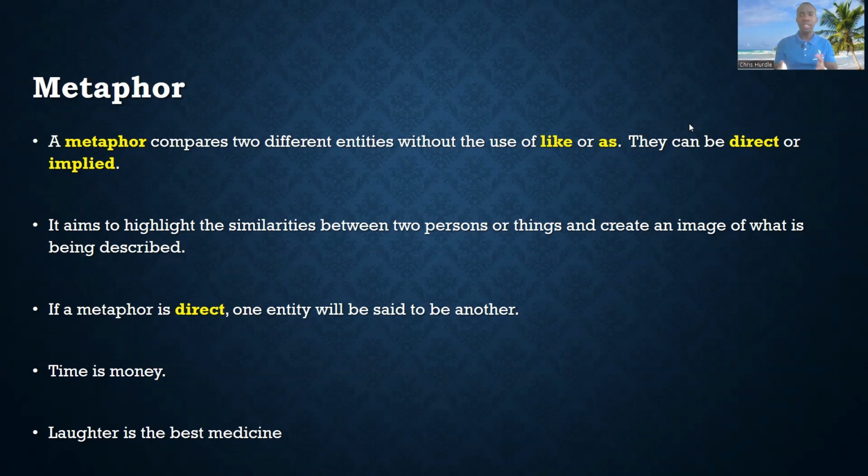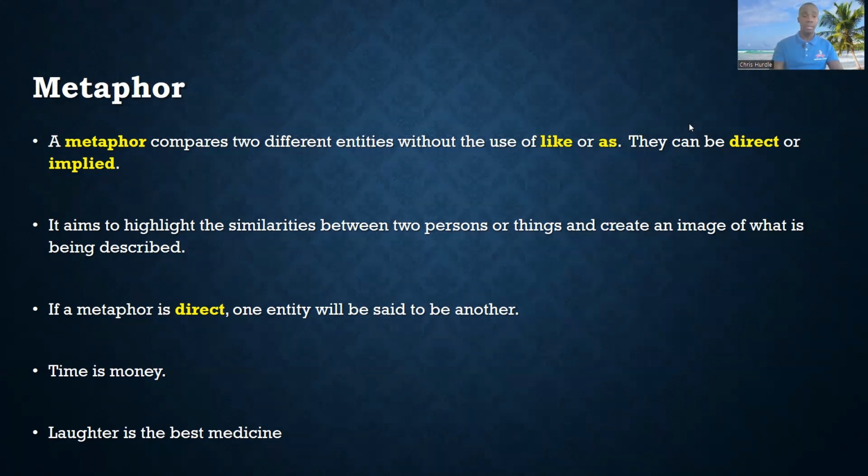So I could say if I say that Mark is a sheep, then I'm saying that Mark follows the crowd. He doesn't have an independent mind. So I'm using that as explanation or clarification.